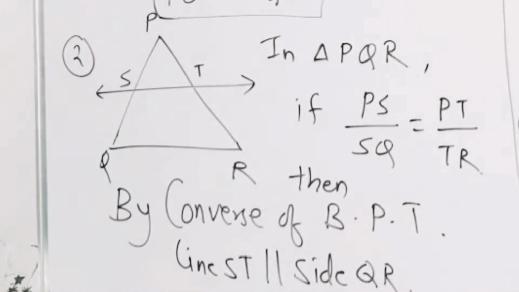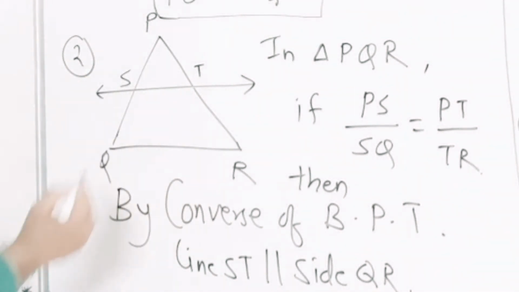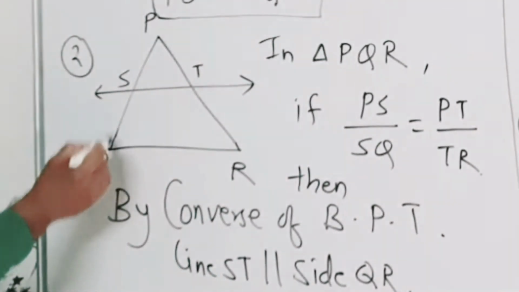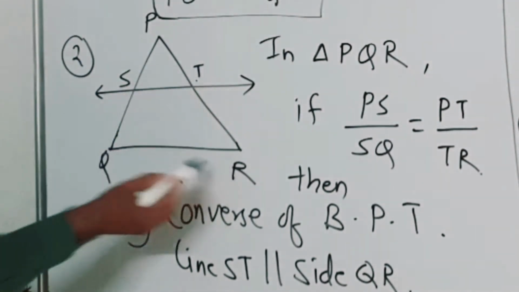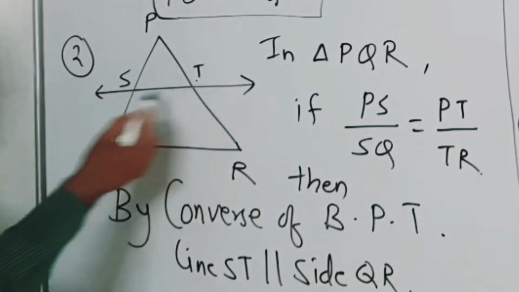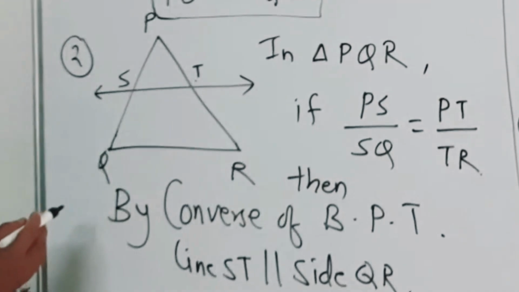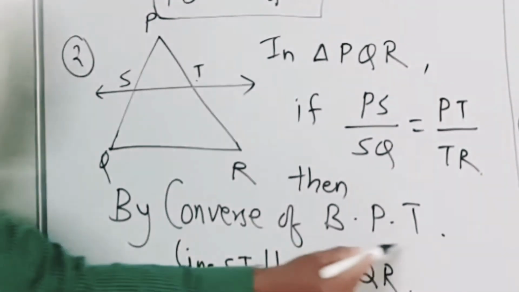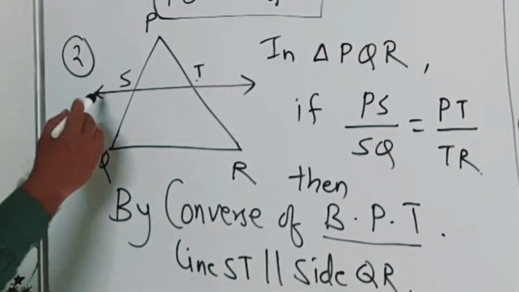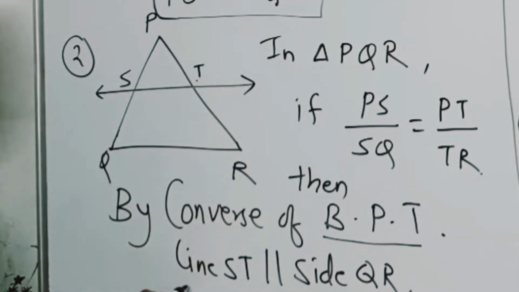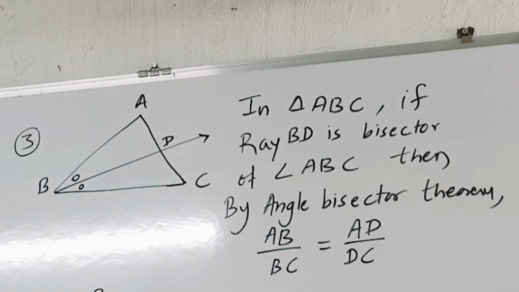Second, in triangle PQR, if PS upon SQ is equal to PT upon TR, that is, if the two sides are divided in proportion, then by the converse of the basic proportionality theorem, line ST is parallel to side QR.